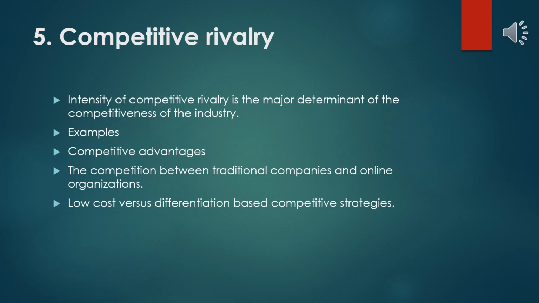The final force is the competitive rivalry. This is based on the intensity of the competition between the current companies in the market, and this is a major determinant of the competitiveness of the industry. For example, some companies can use competitive advantage to compete. Also, they can use new technologies like online business instead of offline business.